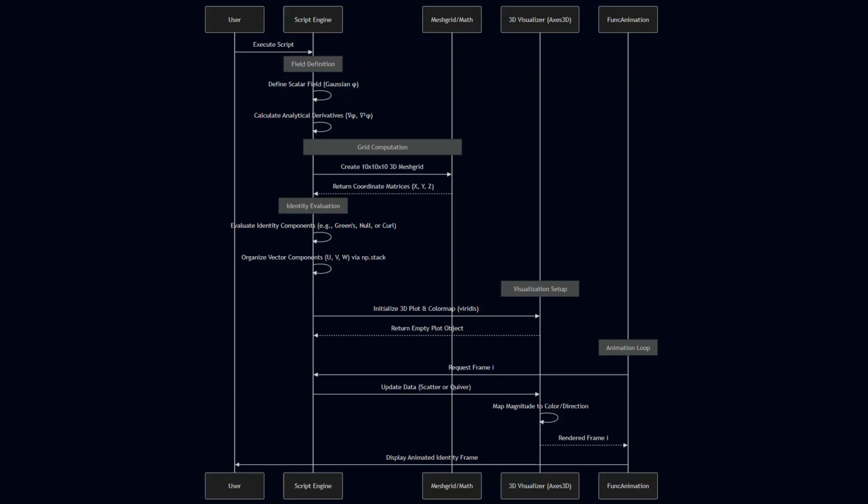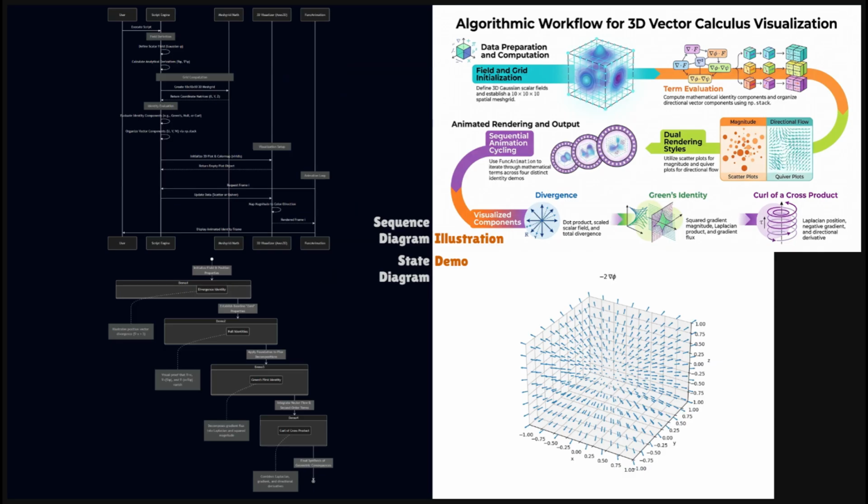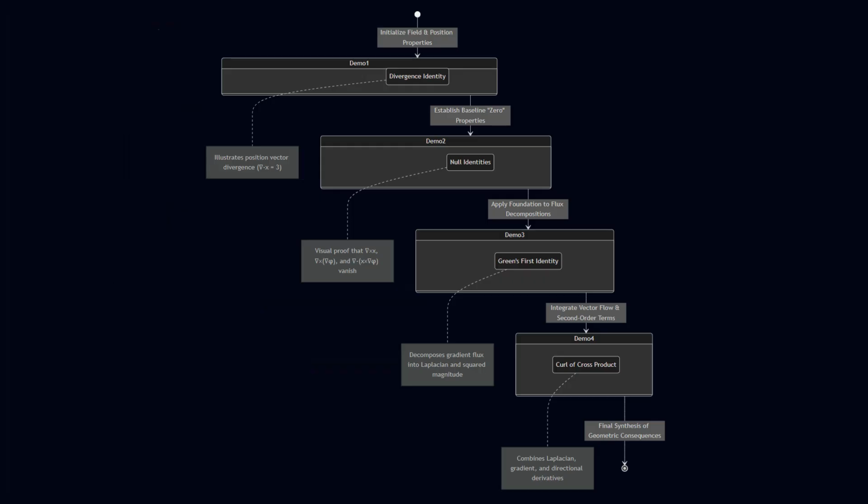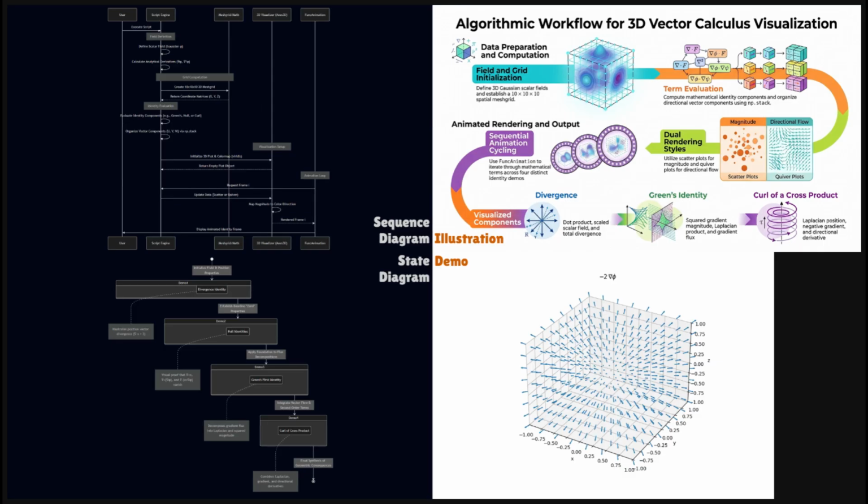1. Initialization and grid setup. The process starts by defining a smooth, 3D cloud-like field and calculating its various rates of change. A virtual three-dimensional grid is then established to serve as the stage for the evaluation.